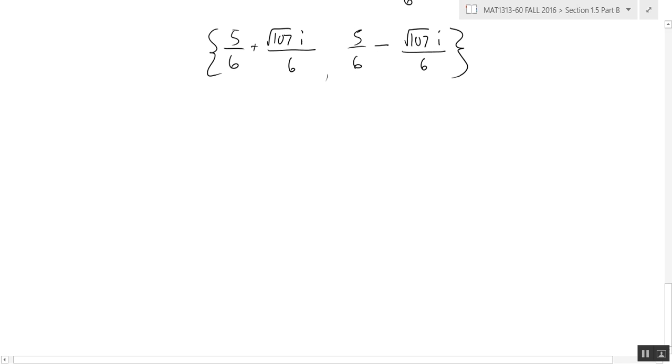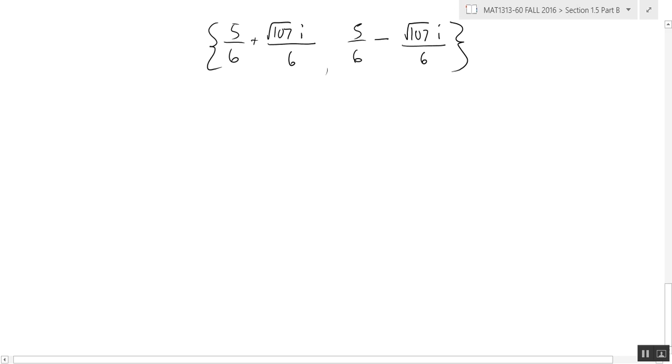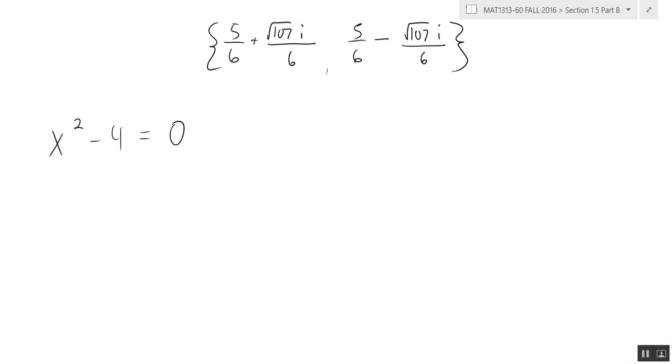So the quadratic formula always works. You may be thinking, what do you mean it always works? Well, even if you have something like this, x squared minus 4 equals 0, we could solve that using the square root property, right? And we would get x equals plus or minus 2. Well, it'll still work with the quadratic formula.